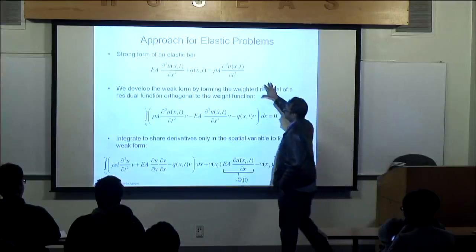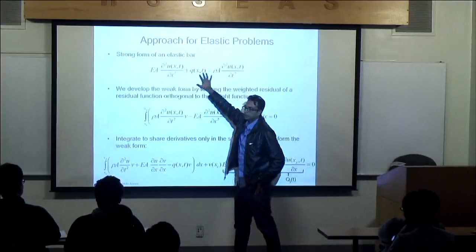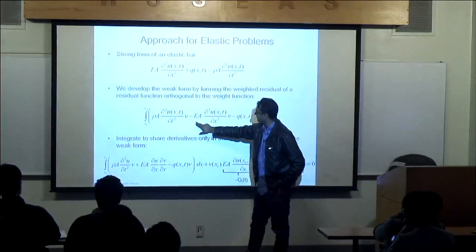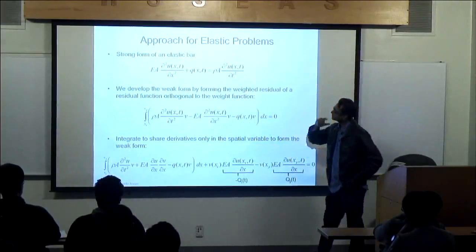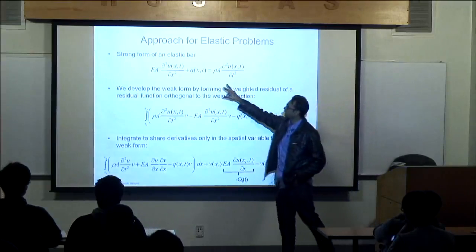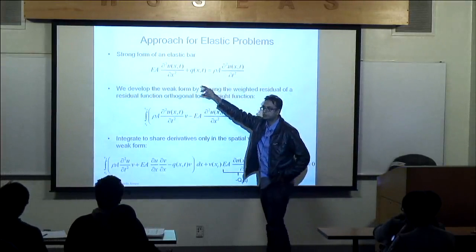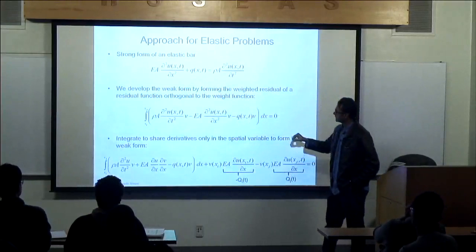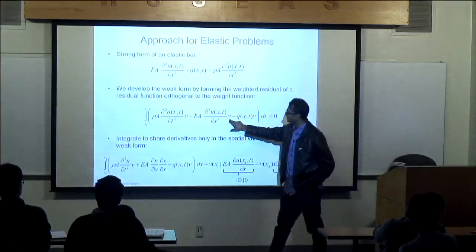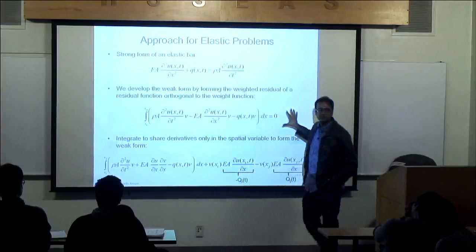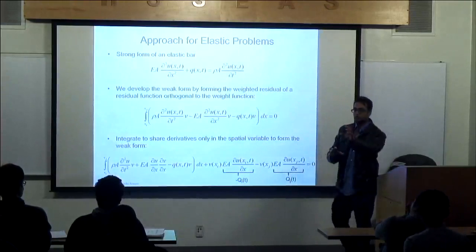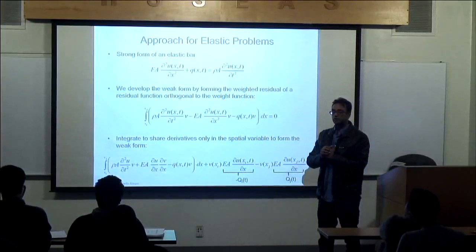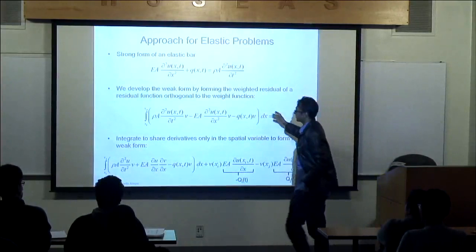But we took this, we formed the residual error, so I put this to the left-hand side, and you can see here, I've actually brought these two terms to the right-hand side. And then multiply by this weight function v, and that's my weighted residual right there. So I made the residual function orthogonal to the space of weight functions. And then I've integrated over the domain.